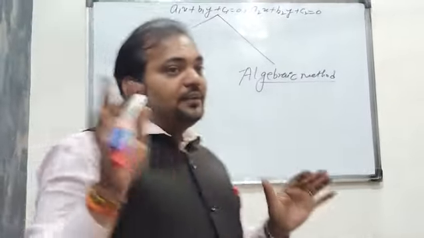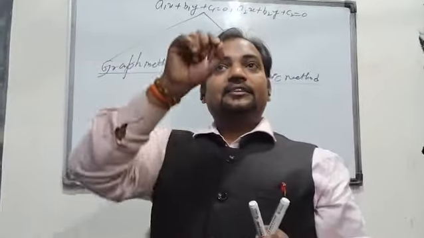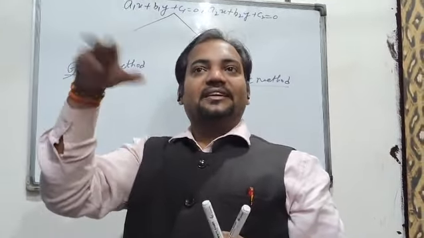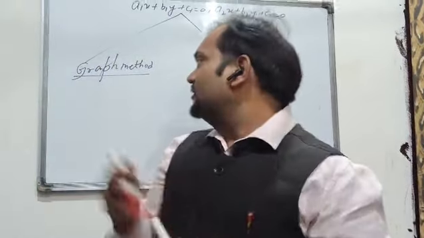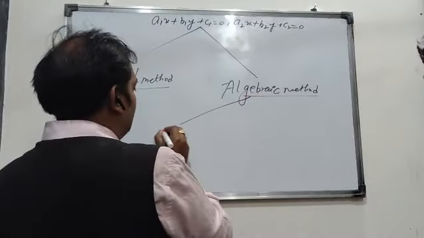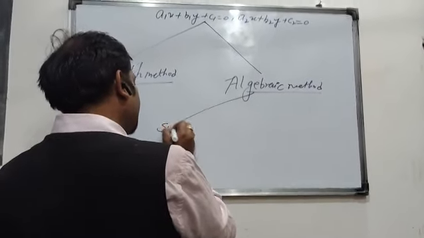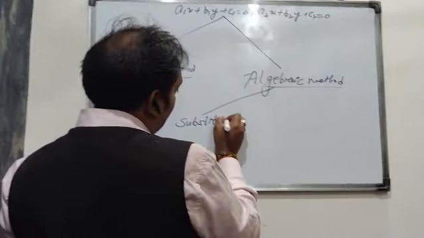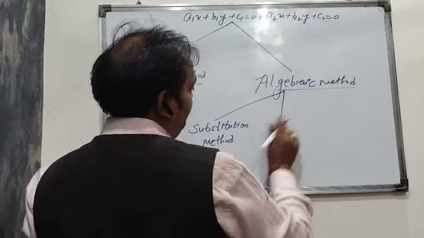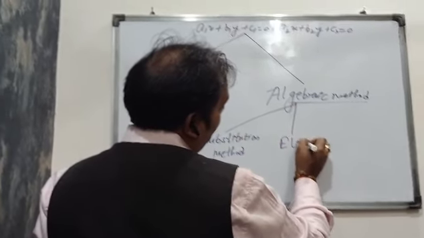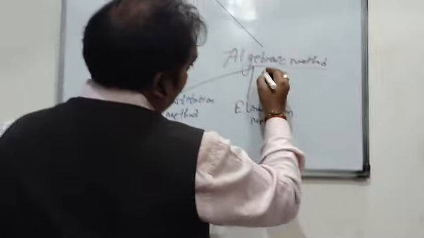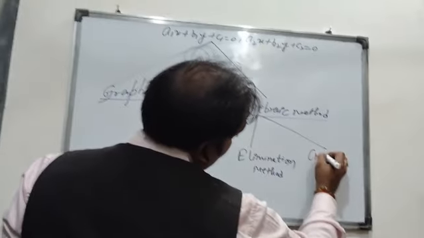Graph method you have done in class 9th when you were finding the solutions of equations, putting the value of x, you were getting the value of y, again value of x, value of y, like this. So in graph method we will do like that. And in algebraic method there are three methods also. Very first one is substitution method. And the second method is elimination method. And third one is cross multiplication method.